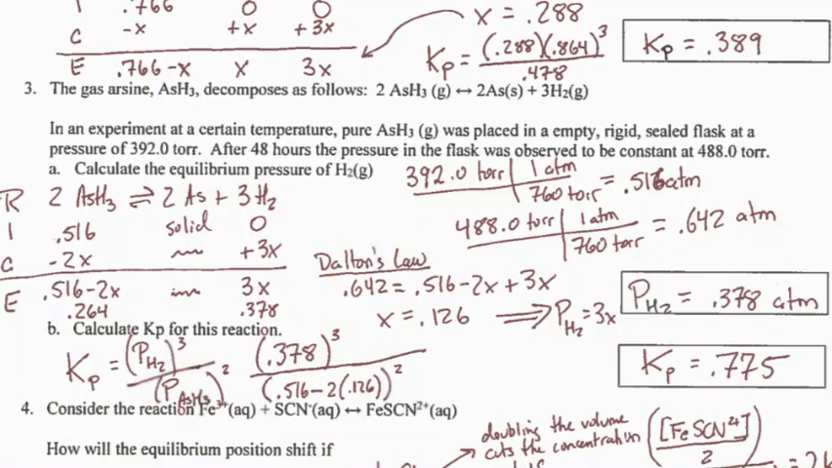Looks like for some reason Mr. Shangra turned the torr into atmospheres. I'm not quite certain why, but he did, so we will. So he turned the 392 into atmospheres. We turned the 488 into atmospheres. That's the total. Kind of like the last problem, he then said at equilibrium, it would equal the total, solved for X, and then plugged it back in, and eventually solved for Kp.